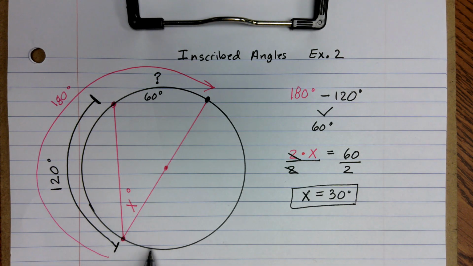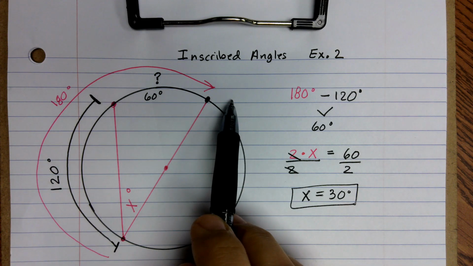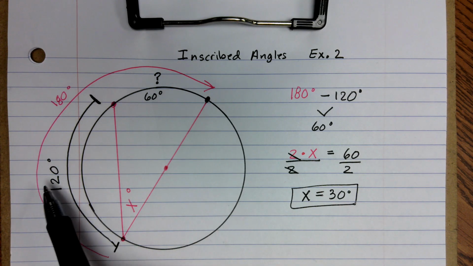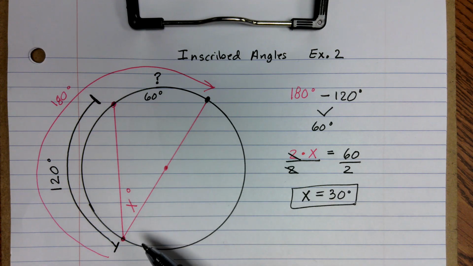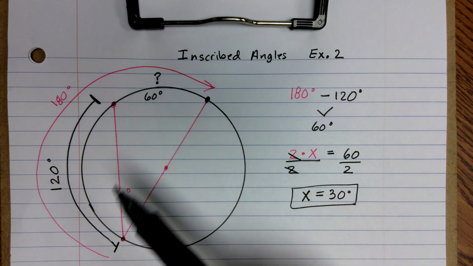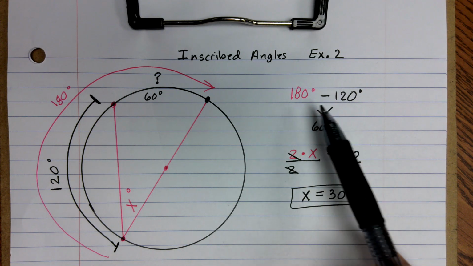So once you know to consider this whole angle, that's 180 degrees, and subtract 120 from it, it's very easy to find this answer. But if you didn't consider that, to look at this as half a circle, you wouldn't have known to make that subtraction.